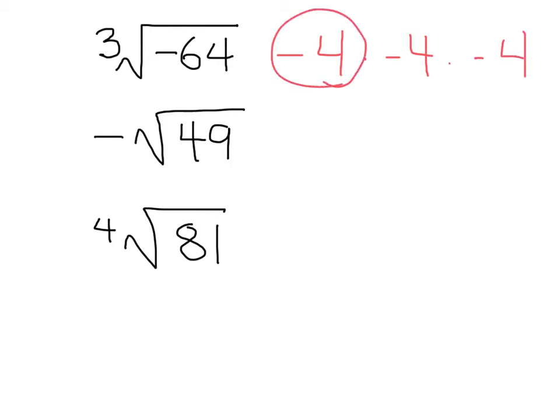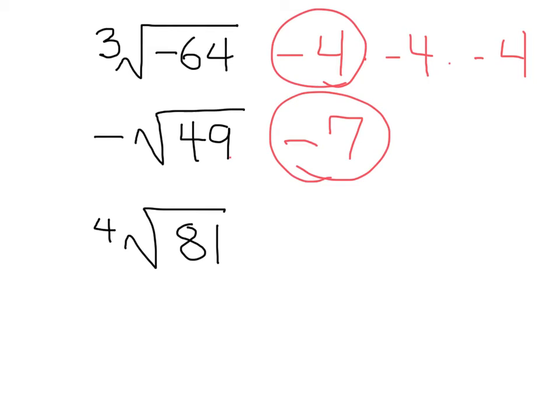All right, notice here we have the opposite of the square root of 49. That negative is on the outside of our root symbol. So take the root first. The square root of 49 is 7, and now take the opposite. So this would be negative 7 for our answer.